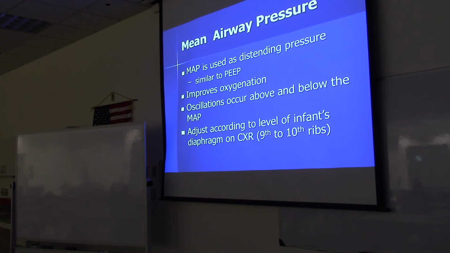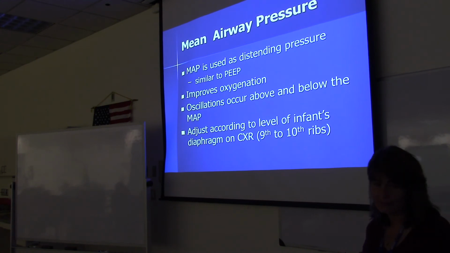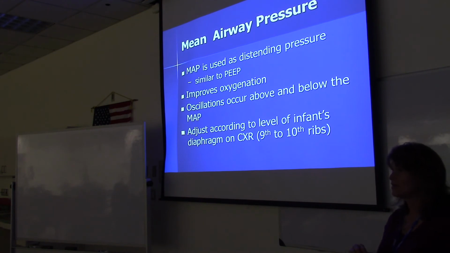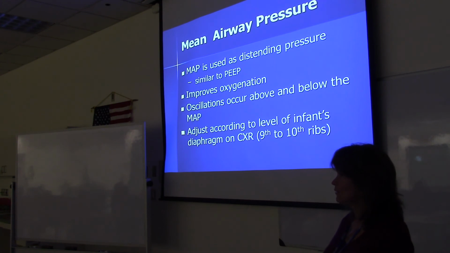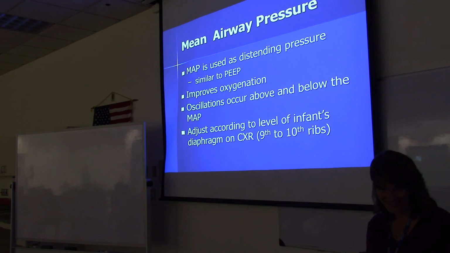Adjust the mean airway pressure according to the level of the infant's diaphragm on chest x-ray. So the more the mean airway pressure, the more air trapped in the lungs, and the more you're going to push the diaphragm down. So if you push the diaphragm down to like the 11th rib, and the x-ray report says diaphragm is at the level of the 11th rib, what would you recommend to improve that? Decrease the amplitude? Or the Hertz? The mean airway pressure, yes.